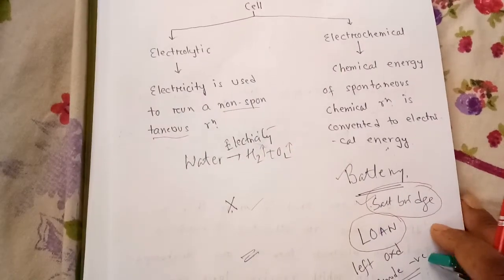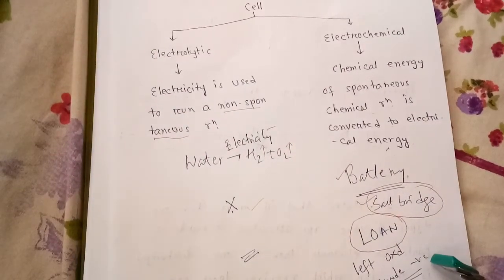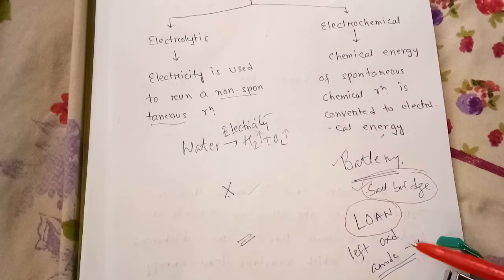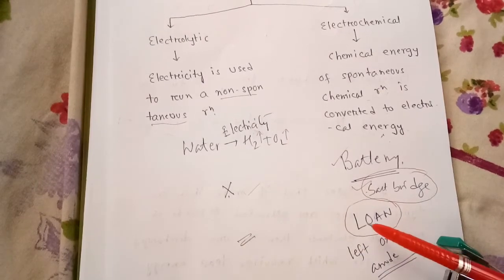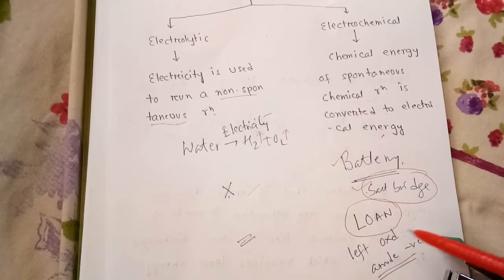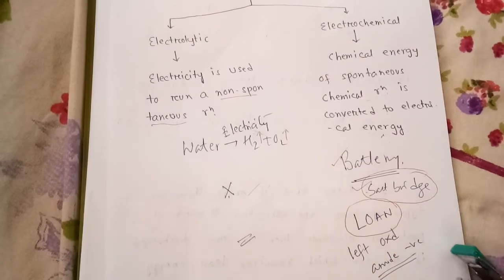Another condition is LOAN. That part also remember, last year also you have done that one. LOAN stands for left, oxidation, anode, negative. Left, oxidation, anode, negative. This is what is called your electrochemical cell.